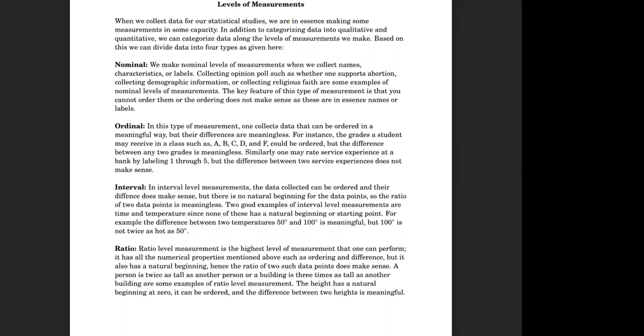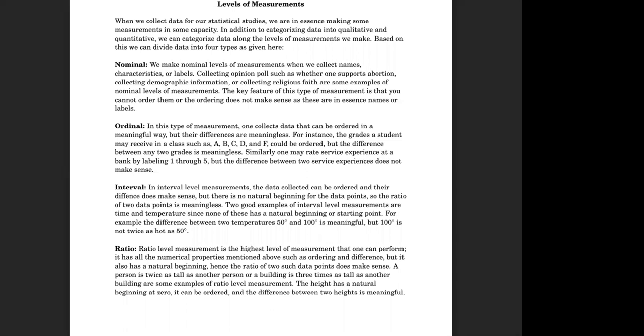Okay, now let's go ahead and go over these things again. Different levels of measurements we can make when we are collecting data is this. Sorry about that. I forgot to turn off my phone. I mean, put my phone on mute, sorry.